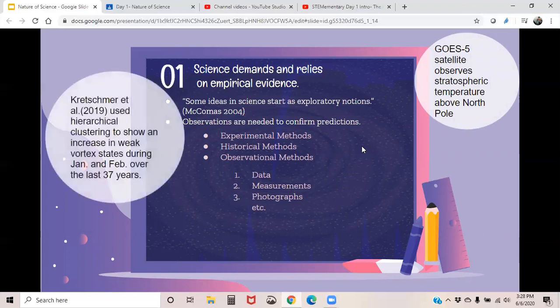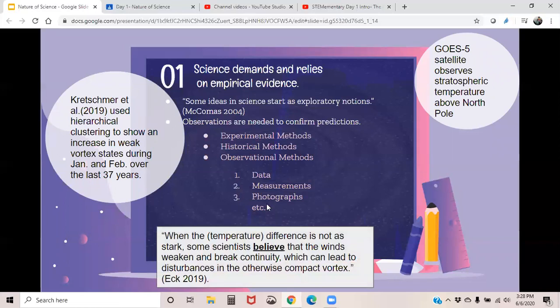Now, also Kretschmer et al., they actually did a study, taking some historical recounts of information. So this is a historical method of collecting evidence, where they clustered this hierarchy together to show an increase in weak vortex states during January and February over the last 37 years.